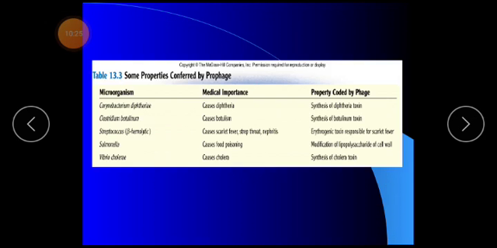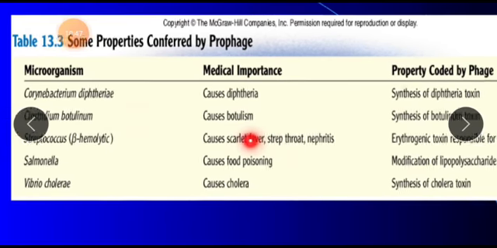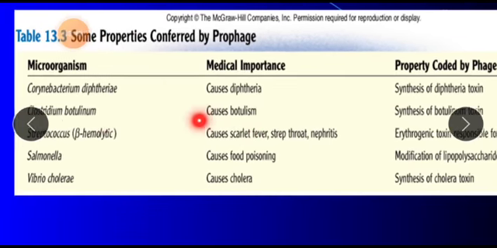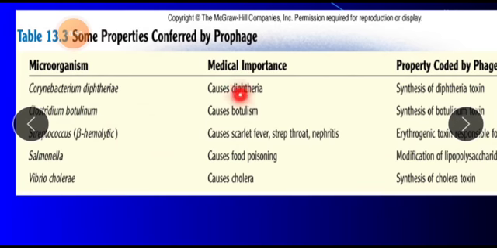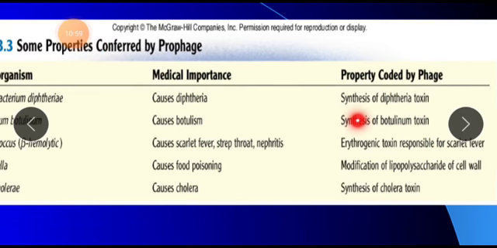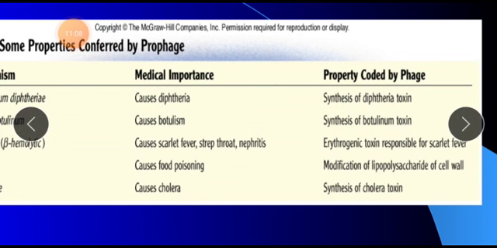So here, what you call some properties conferred by prophage. Microorganism, medical importance and properties coded by phage. You can zoom in to read this and watch it there. These are the microorganisms, then these are the medical importance, what they are used for in medicine. And here are the properties coded by phages, such as synthesis of the diphtheria toxin and so on.